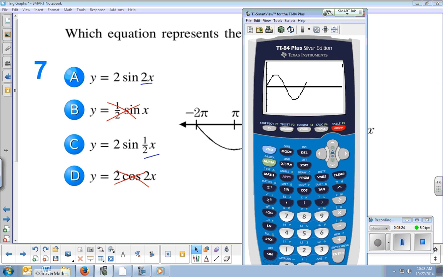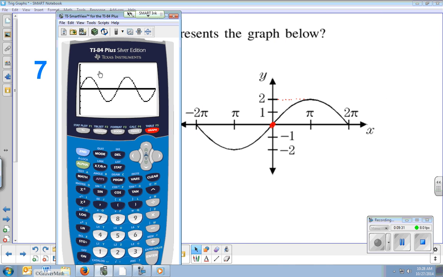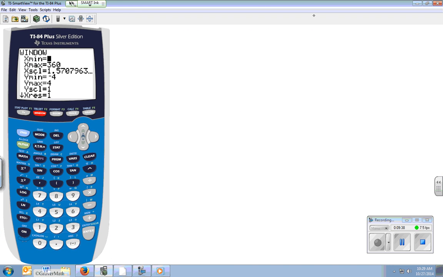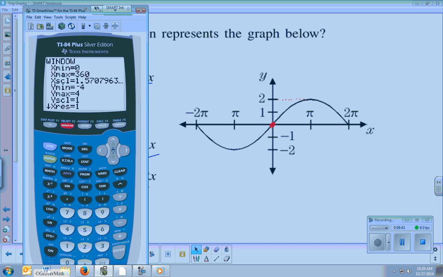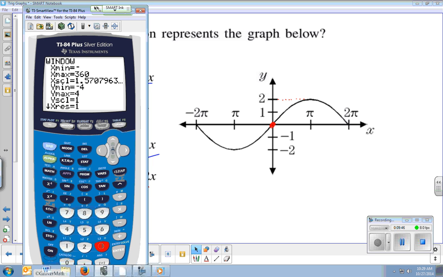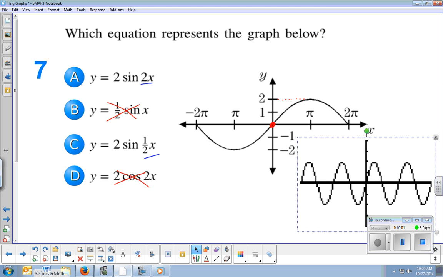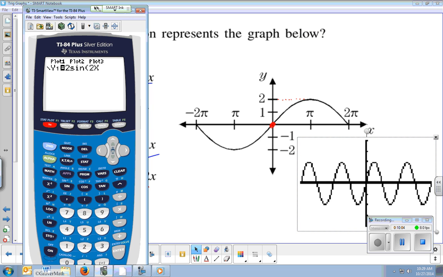But now I'm having another problem where my window is not matching my picture. What's happening on my window here? I'm going from negative 2 pi to positive 2 pi. In degrees, that's negative 360 to positive 360. And that'll give me a picture comparable to my x-axis here. But that doesn't quite look right, does it? Is that quite the same thing? I don't think so, but let me check my other answer, choice C. That is 2 sine half x, so 1 divided by 2 times x. Let me try that one. That looks a little bit better.